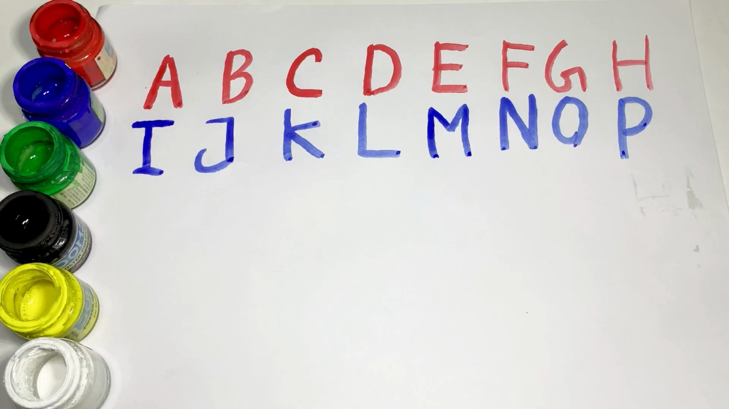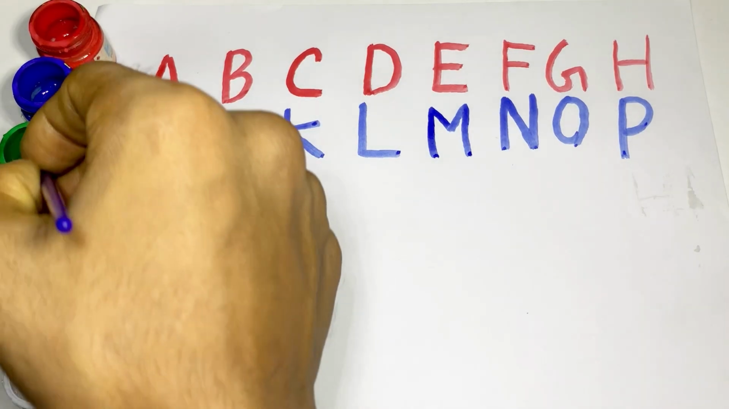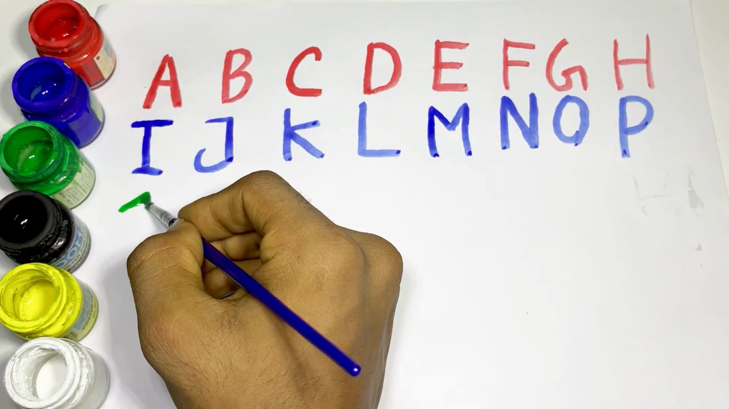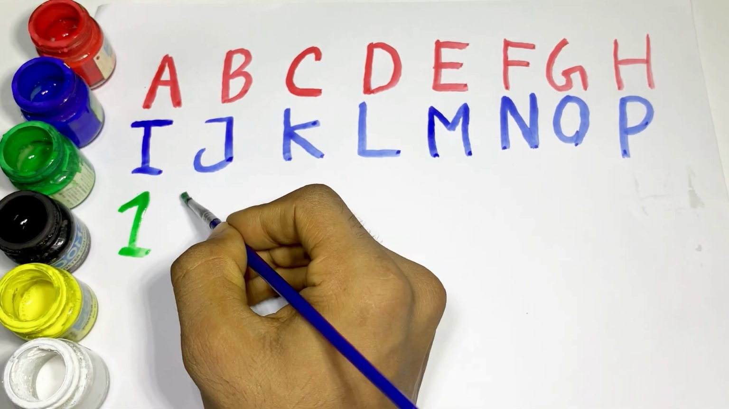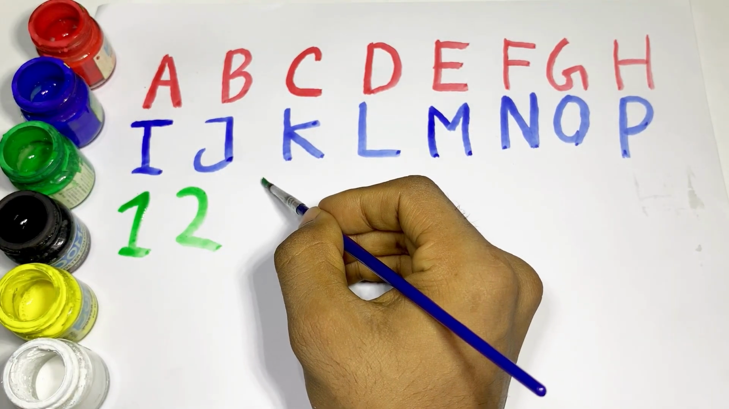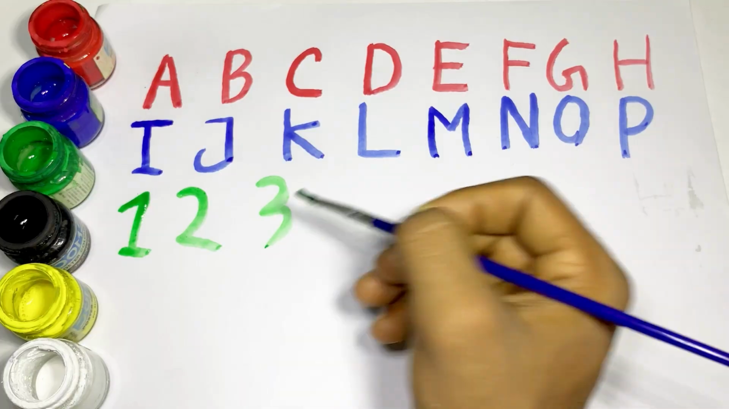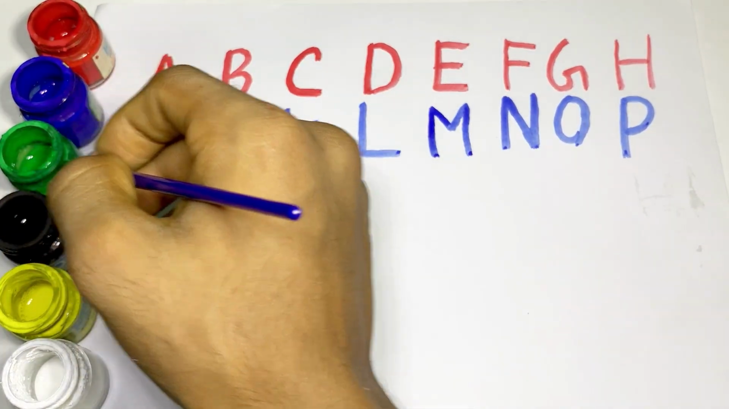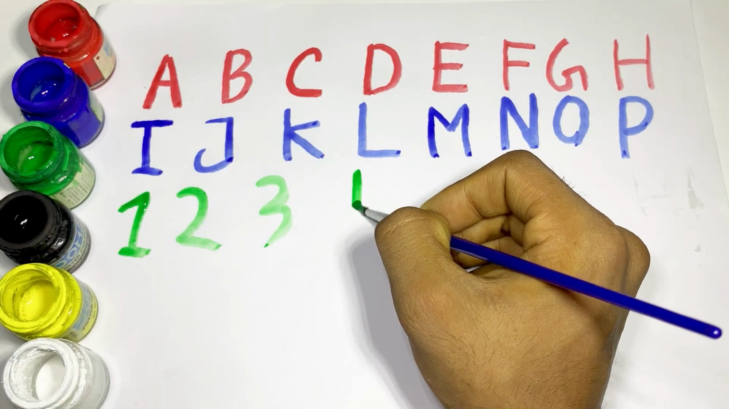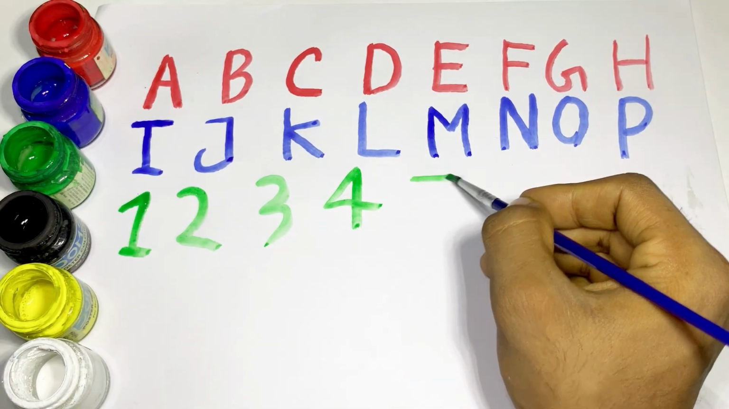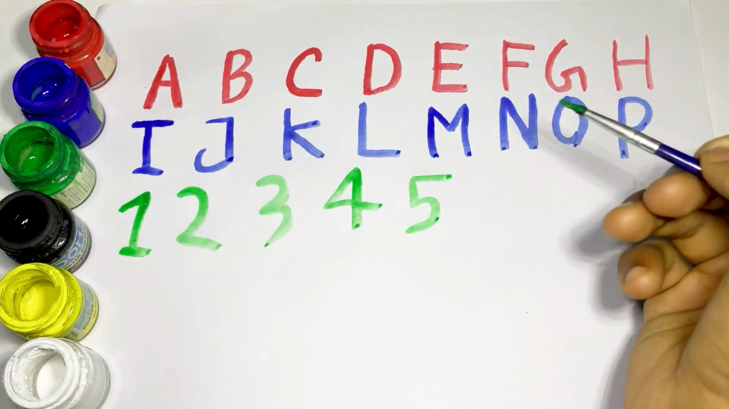Kids, now draw numbers, and first read 1, and use green color. O N E, 1. 2, T W O, 2. 3, T H R E E, 3. Kids, again use green color and draw. 4, F O U R, 4. 5, F I V E, 5.